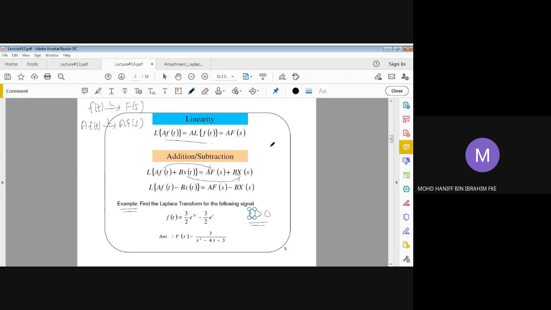For that, if we have a function of 3 over 2 of exponential 3t, the Laplace of it will be equal to 3 over 2 exponential of negative 3t. Sorry, I apologize, my mistake here. Sorry for that.